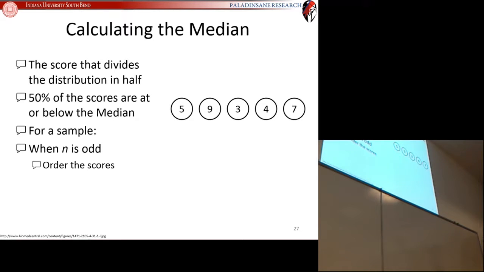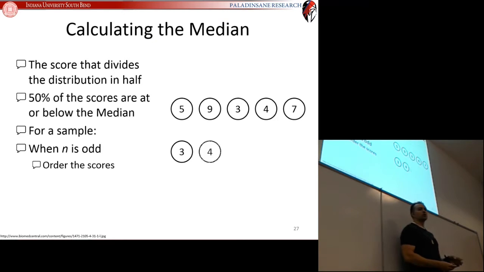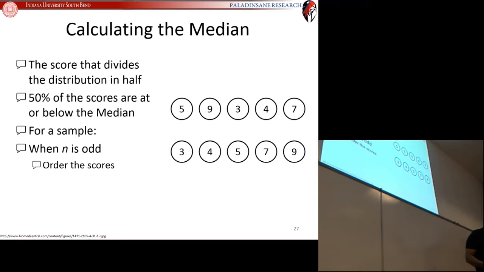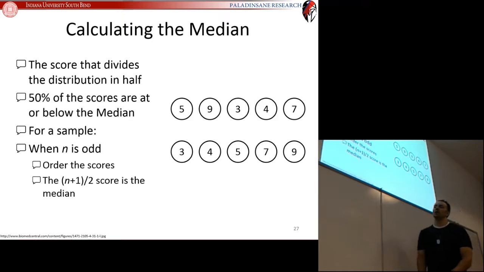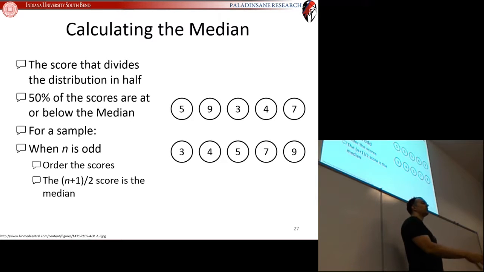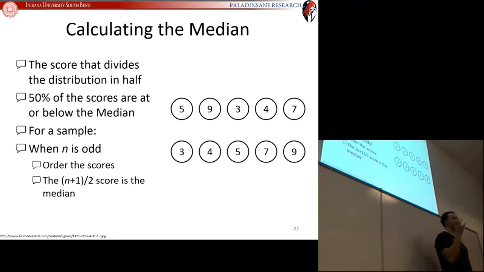So much like we were doing ordering of scores last time with the frequency tables and the frequency graphs, you've got to order your scores, put them in order. And then what you do is you find the n plus 1 divided by 2, which is the number of scores plus 1 divided by 2, which is just a fancy way of saying the middle score. So you find the middle score.